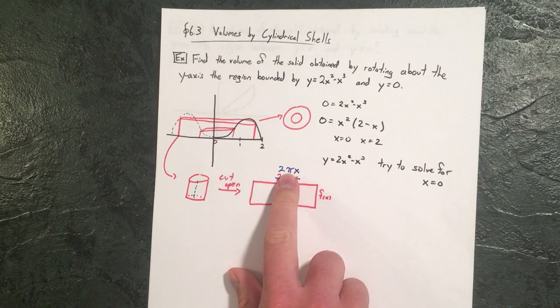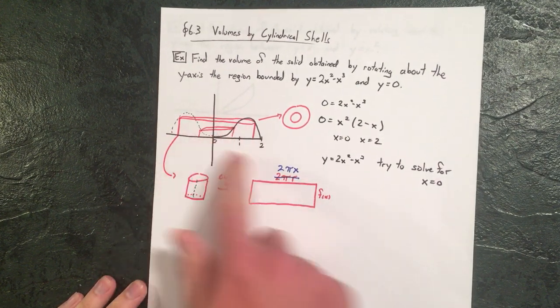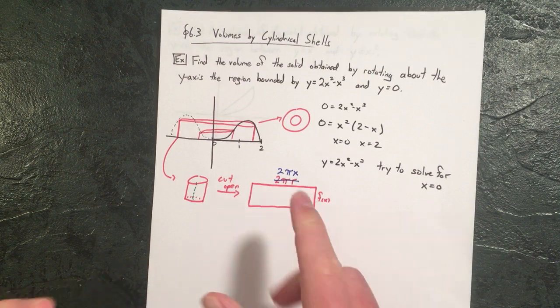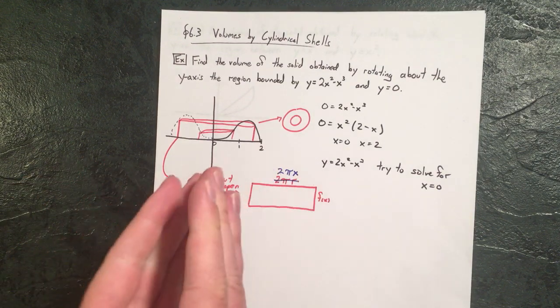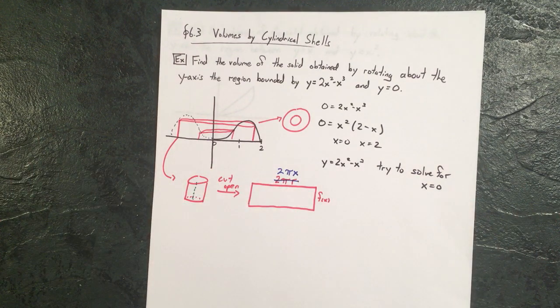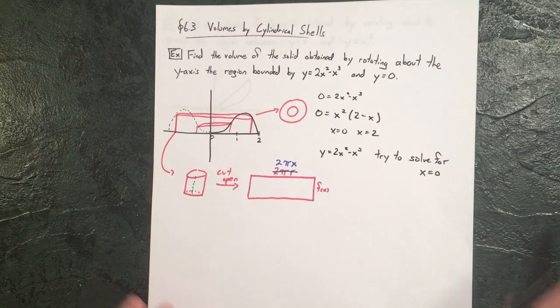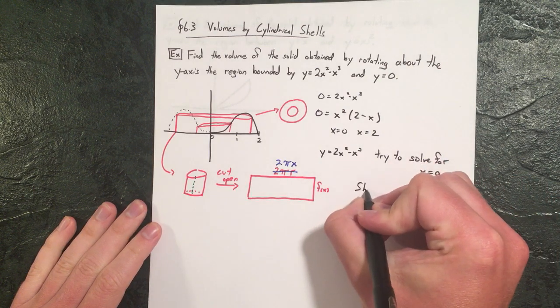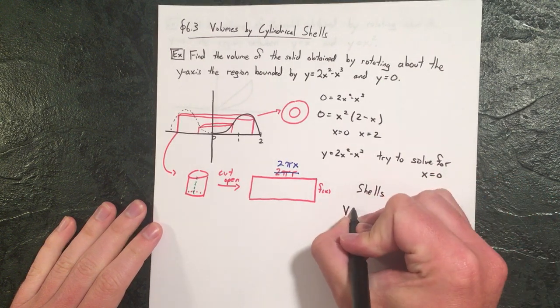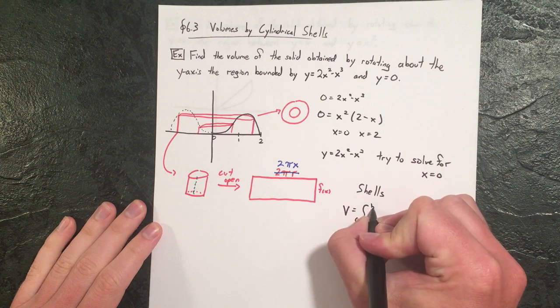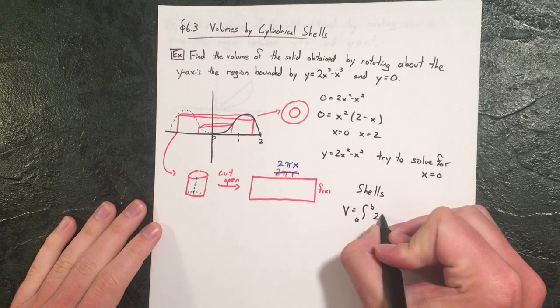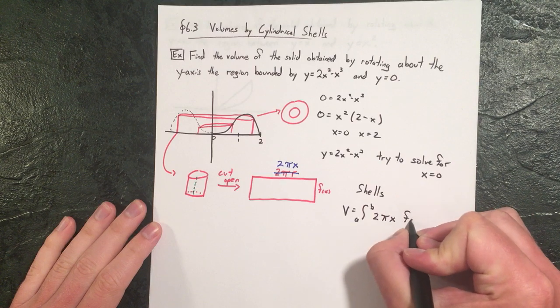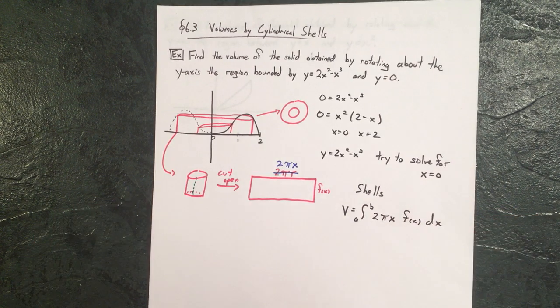So we have 2 pi x as always going to be the circumference, and the height is always going to be f of x, and that's going to get us our area. And yet again, we want to add up an infinite number of these. And so the general formula for how to go through and find all of these things for shells is going to be, we're integrating from a to b, some 2 pi x f of x dx.